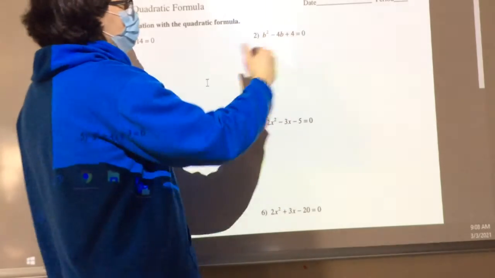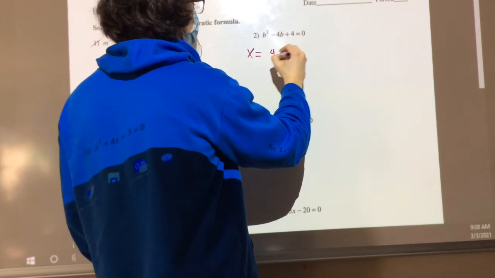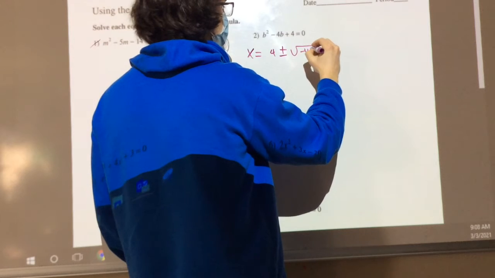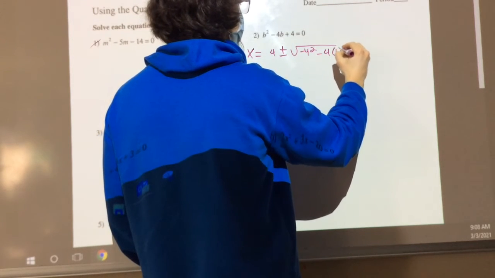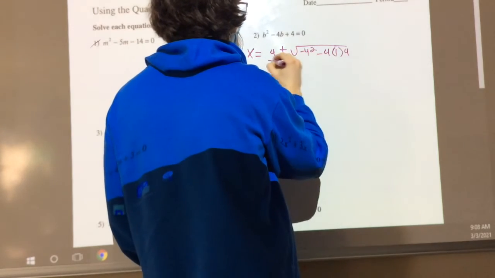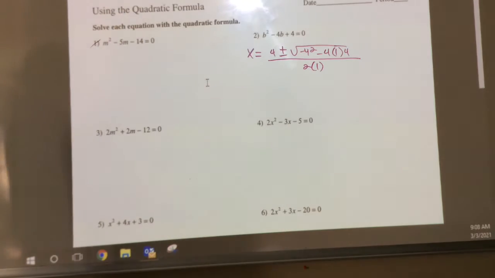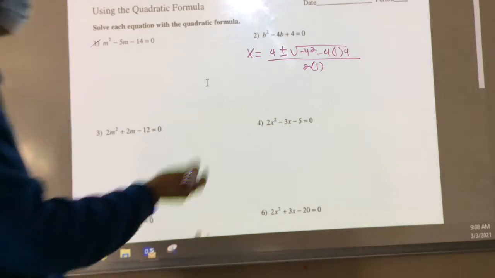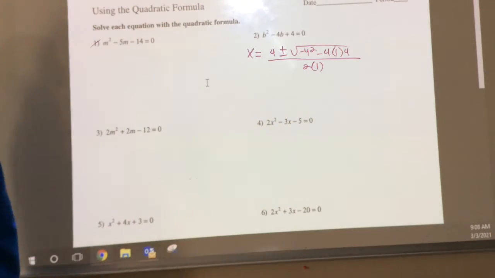Okay, so if I set it up, you guys should already have it set up. This one should be x equals 4 plus or minus the square root of negative 4 squared minus 4 times 1 times 4, over 2 times 1. Is that what you guys have for number 2 on your homework? Awesome. Let's talk about how we solve it. Remember, we can't do anything with this 4 plus or minus, so the majority of our work is going to have to do with what's inside that square root, or radical symbol.